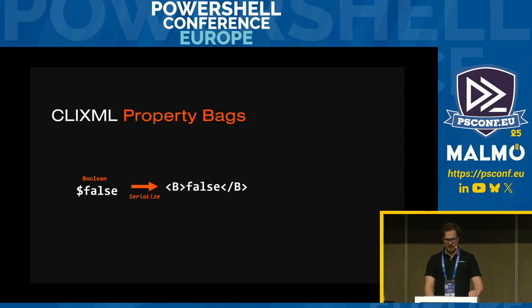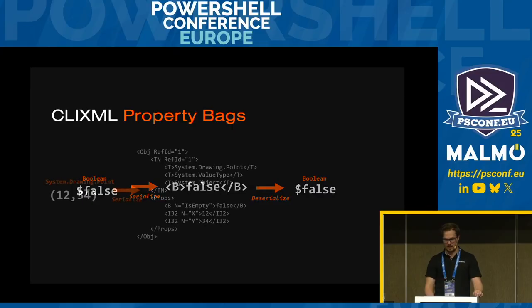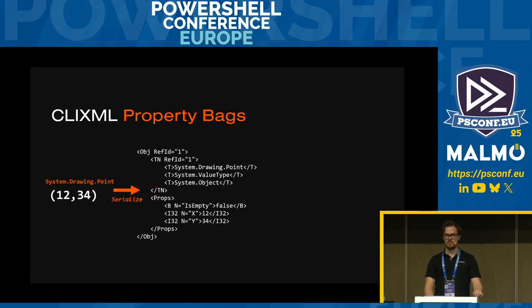In CLI XML, there is a concept of property bags. To explain that, we can take, for example, a Boolean, which is going to be false. And if we deserialize that, we're going to get false back. I mean, that makes sense, right? We had false, we serialized it, we deserialize, we're going to get the same object back. What happens if we serialize a System.Drawing.Point? We're going to get this output that we already talked about. Then we run Deserialize, and we're not going to get a System.Drawing.Point back. We're going to get a Deserialized.System.Drawing.Point. And that is a different class.